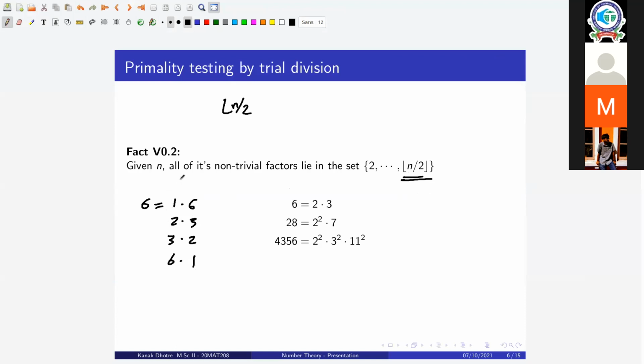Now you'll see that if I wanted to write it as a times b, a is essentially increasing, b is decreasing, right? So if I had a factor, say, which was greater than n by 2, the other factor would have to be 1, which would mean the other factor is trivial, which is not what we want. So it is enough to check till the floor of n by 2.